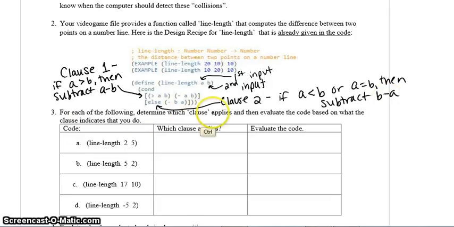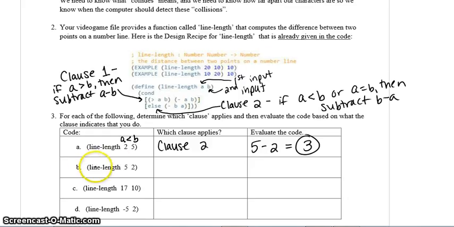So for each of the following, determine which clause applies and then evaluate the code based on what the clause indicates that you do. Our first example, line length 2, 5. Which clause applies? First of all, we have to determine, is A greater than B? So is the first input greater than the second input? Or does it fall in the other clause, which incorporates everything else? Well, clause 2 is the one that applies because in this case, A is less than B, which is exactly what we see for clause 2. So evaluate the code. If we're using clause 2, we subtract B minus A in that order. That would be second minus first, 5 minus 2, and we get an answer of 3.